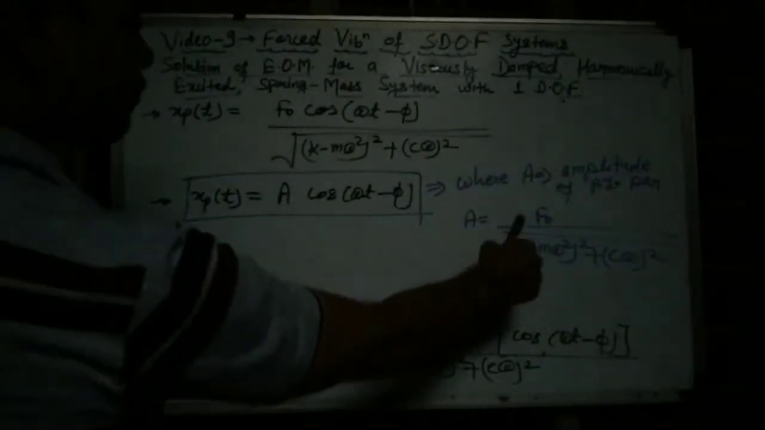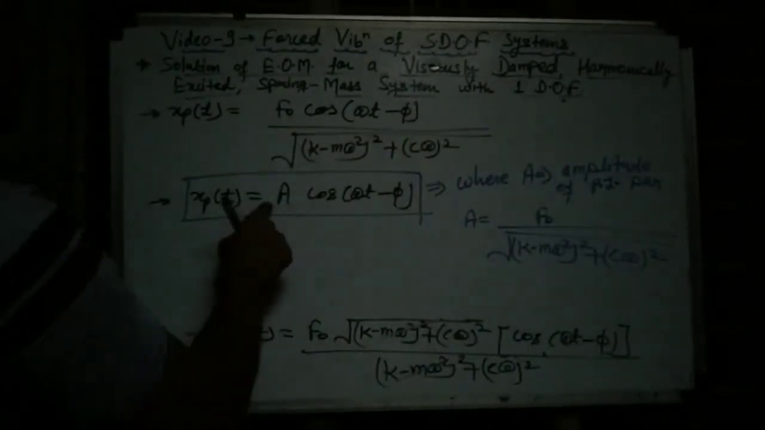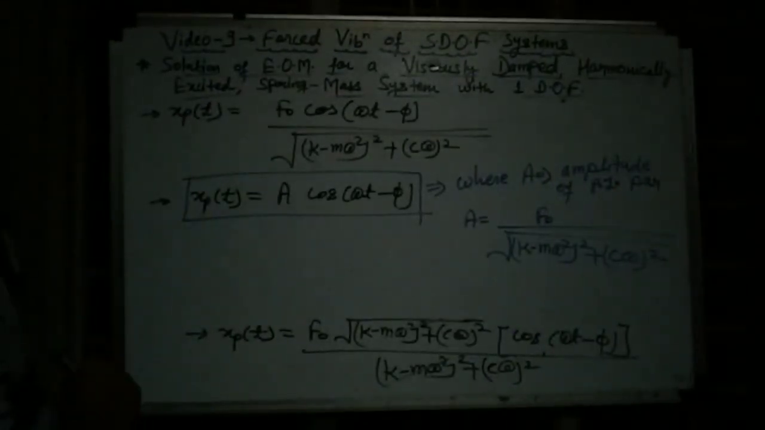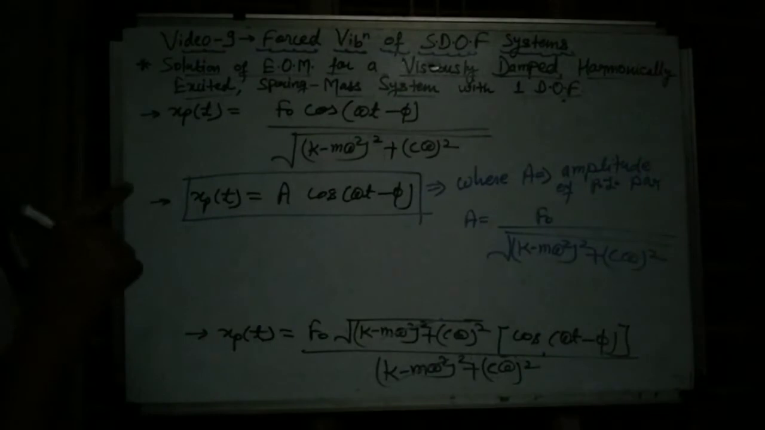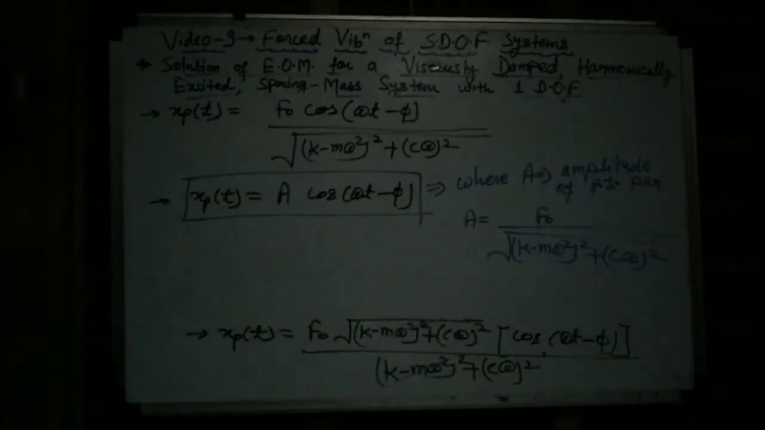So I am replacing f naught by the square root of k minus m omega square whole square plus c omega whole square by the letter capital A. Capital A is the amplitude of the particular integral part, and capital XC was the amplitude of the complementary function part. The formula for A will be f naught by the square root of k minus m omega square whole square plus c omega square.